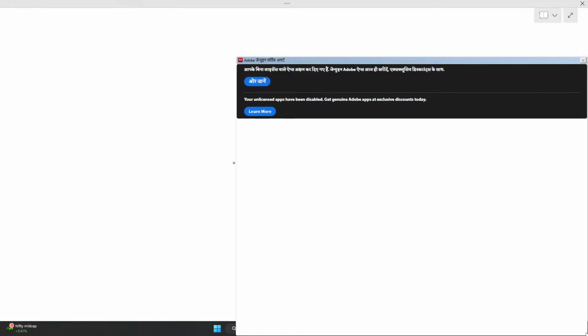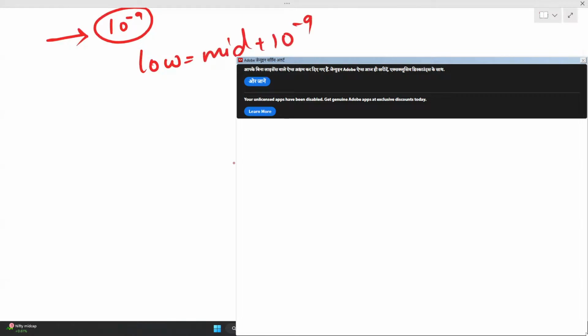So maybe you are given that the final error that is allowed is 10 to the power minus 9. See, 10 to the power minus 9 is a very small number, right? So if you are doing low equals mid plus 10 to the power minus 9, the compiler will simply ignore this thing. Or if you do while high minus low is more than 10 to the power minus 9, this will sometimes not work the way you want it to. Why? Because this value is very low. The compiler will make 0 out of this.